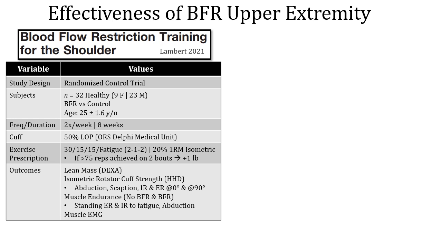protocol. That means that last set was taken up to past fatigue until they couldn't do any more. And if they could produce more than 75 repetitions total on 2 consecutive bouts, then the exercise was increased by 1 pound. They started at 20% 1 RM isometric. As far as intensity, they used the DEXA for lean body mass. They looked at isometric rotator cuff strength, muscle endurance, and that endurance test was done for both groups under BFR and non-BFR conditions, and then they looked at muscle EMG across their exercises.